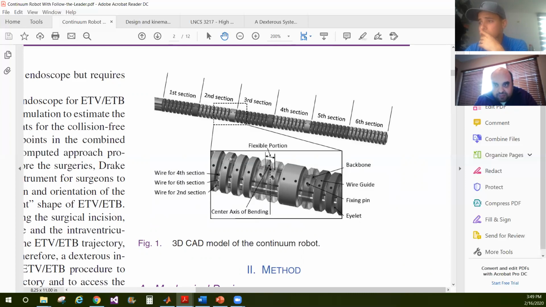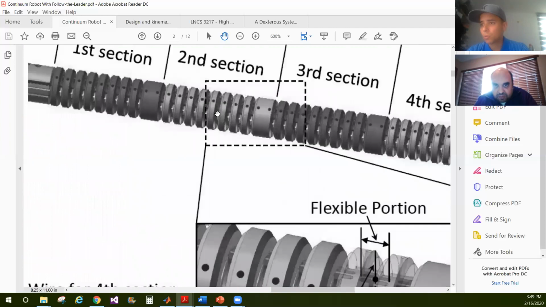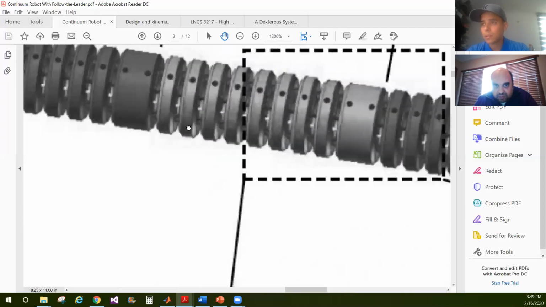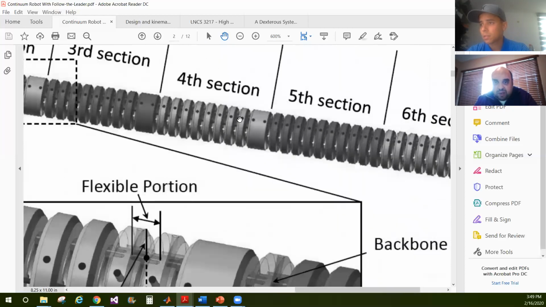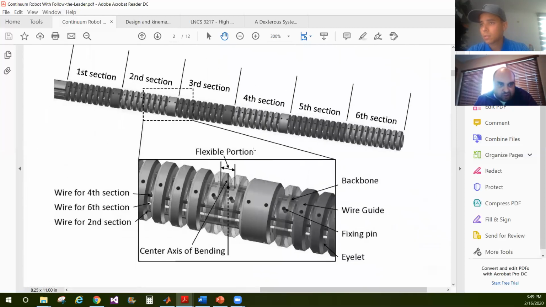Okay. But every cable goes through every section, right or not? No, because every cable pulls a different section. So the wire of the fourth section goes from the base all the way to the fourth section. Oh, got it. Got it.